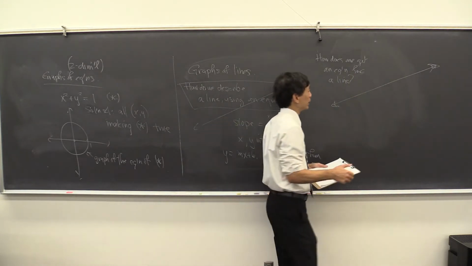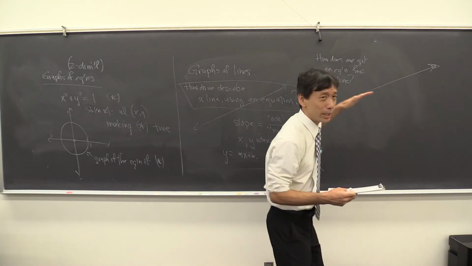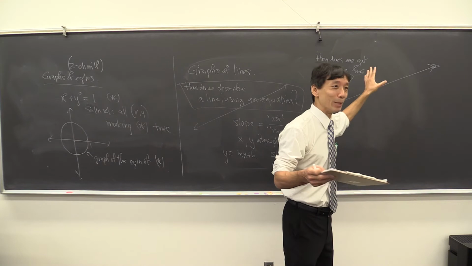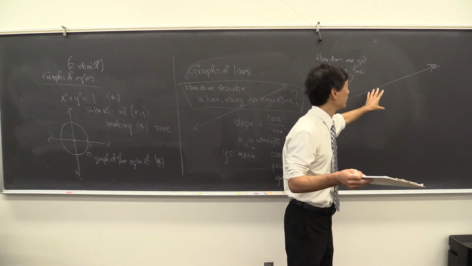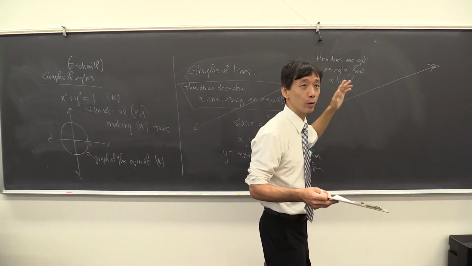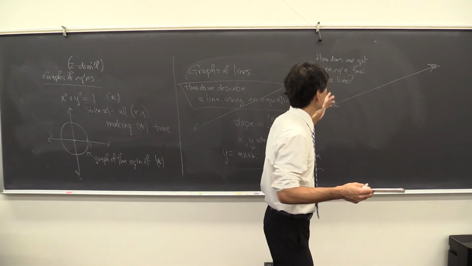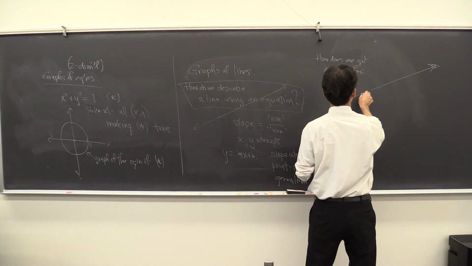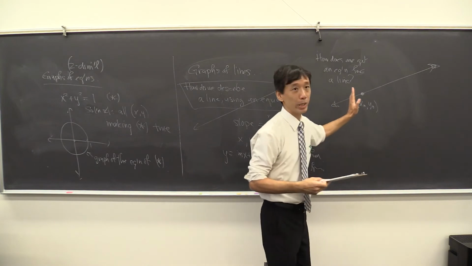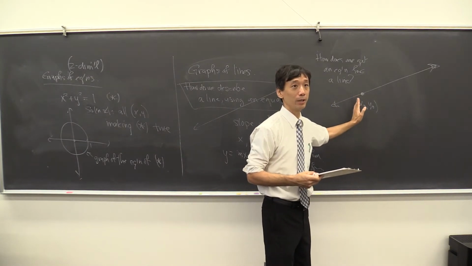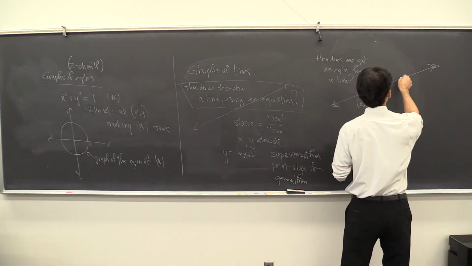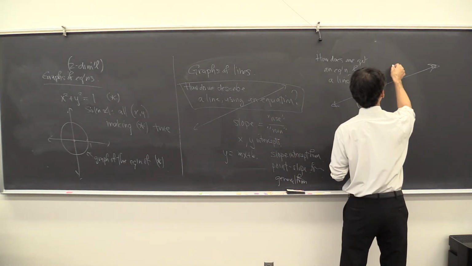So here's one way you might think about it. I'd like to describe this line using an equation, right? I'm Descartes. I'm not really Descartes, but I pretend I'm Descartes. And I want to describe this thing using coordinates. So let's pick a point on the line and call that x naught, y naught. Then I'm going to choose an arbitrary point, x, y.